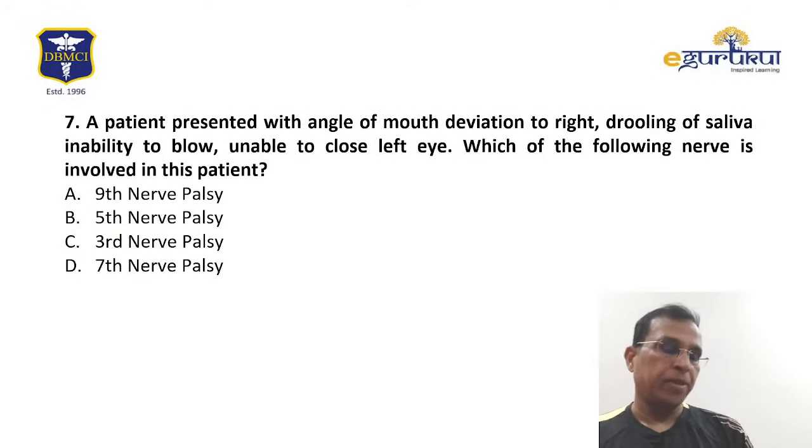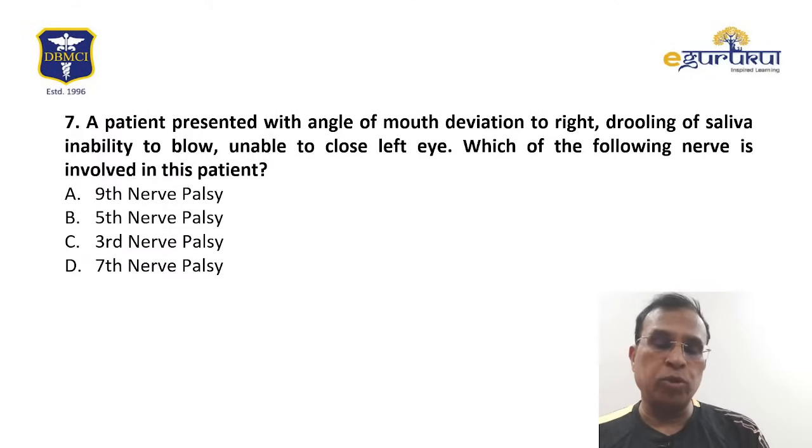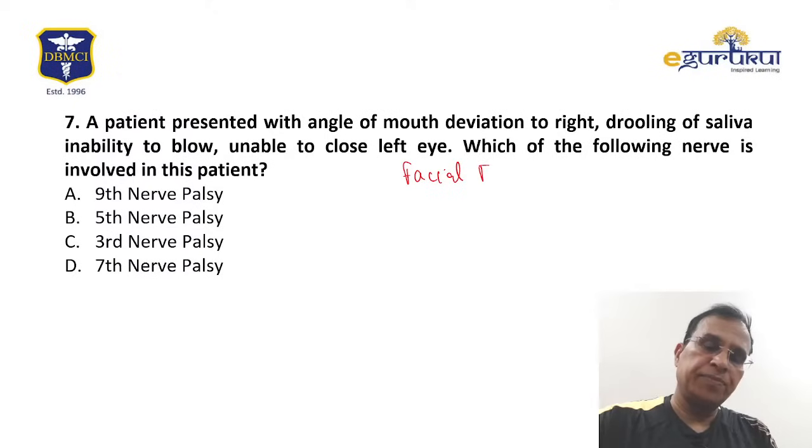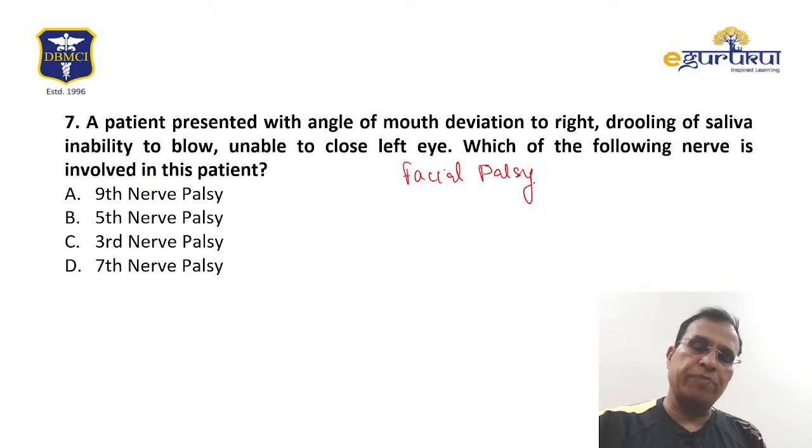Next, a patient presented with angle of the mouth deviation to right, drooling of saliva, inability to blow the mouth, unable to close the mouth. So there is a facial palsy basically. Facial palsy, isn't it? Very straightforward, simple question.